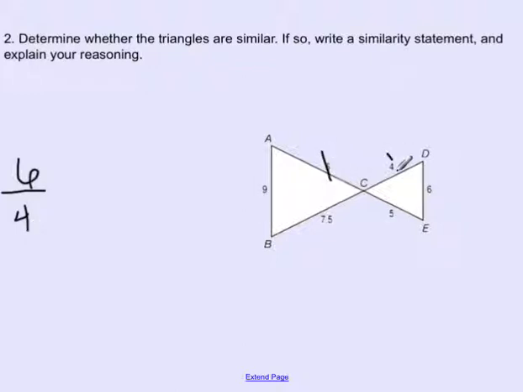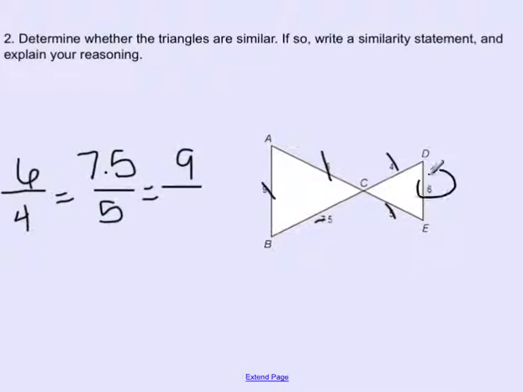So I can cross those out. Then I'm going to take my middle side of the first one, which is 7.5, and that goes on top, over the middle side of my second one, which is 5. Then I'm going to take the largest side of my first one, put that on top, and put it over my largest side of my second one.